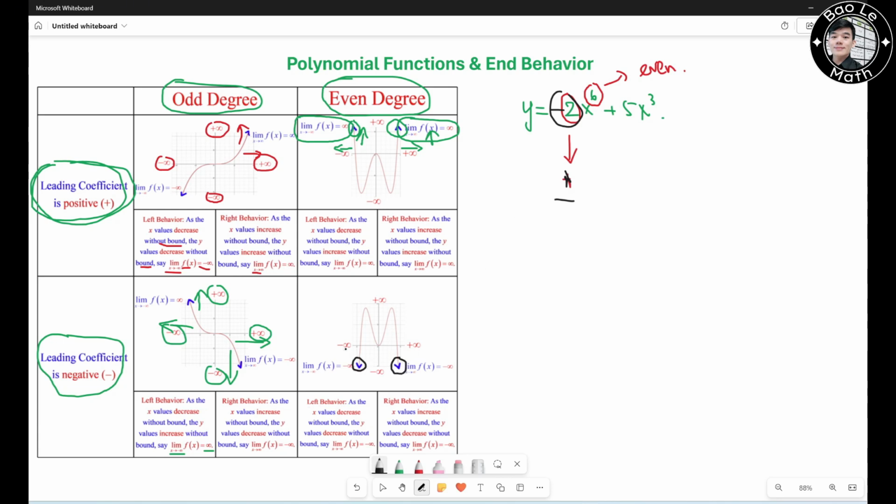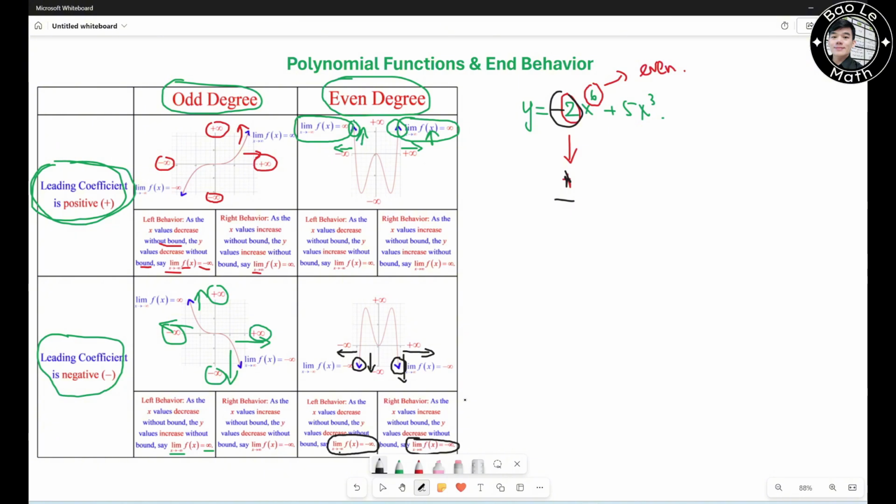For that behavior, you need to say as the value of s decreases without bound, the function decreases without bound. Same thing on the right-hand side: when s increases without bound, the function decreases without bound. And you should be able to read this: the limit of the function f of s as s approaches negative infinity equals negative infinity, and the limit of the function f of s as s approaches positive infinity is negative infinity.